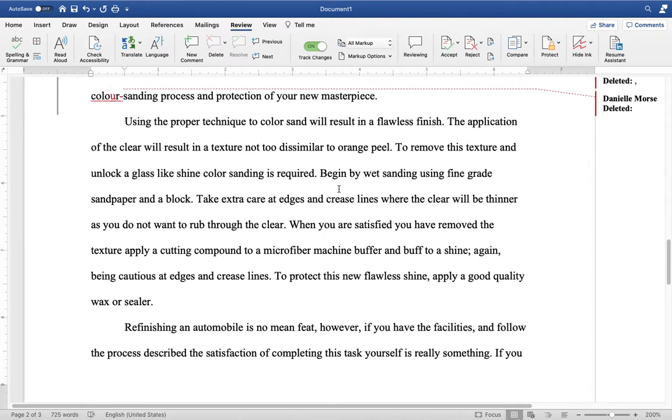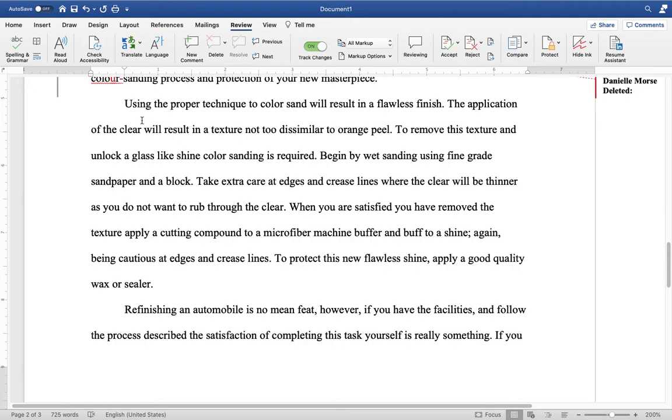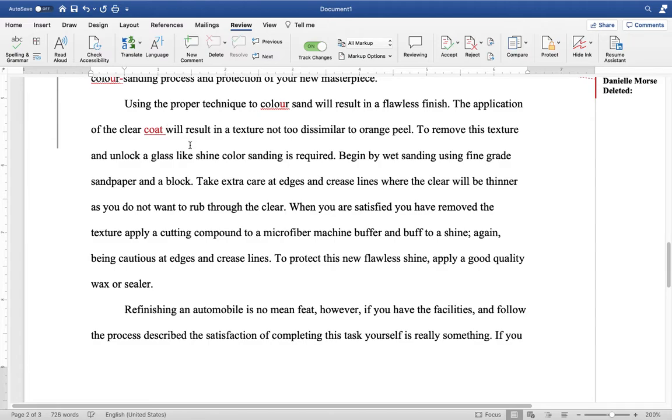Okay, so if we go on to the next paragraph, using the proper technique to color sand. I'm just doing it. You can change it if you want, but using the proper technique to color sand will result in a flawless finish. Okay, that's our topic sentence. The application of the clear, I'm just going to add it, will result in a texture not too dissimilar to orange peel.